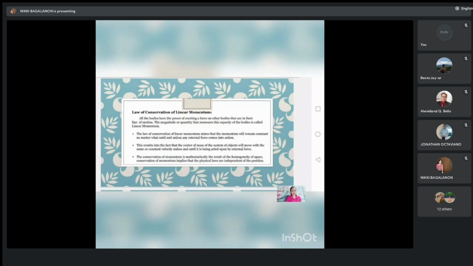Law of conservation of linear momentum. All bodies have the power of exerting a force on other bodies that are in their line of motion. The magnitude or quantity that measures this capacity of the body is called linear momentum. The law of conservation of linear momentum states that the momentum will remain constant no matter what until and unless any external force comes into action.